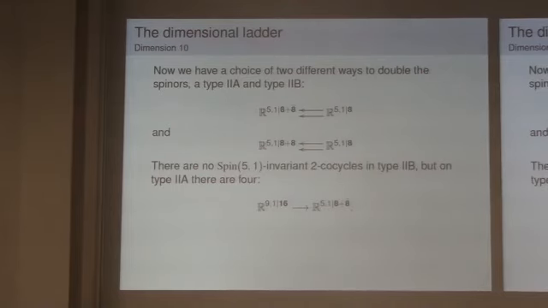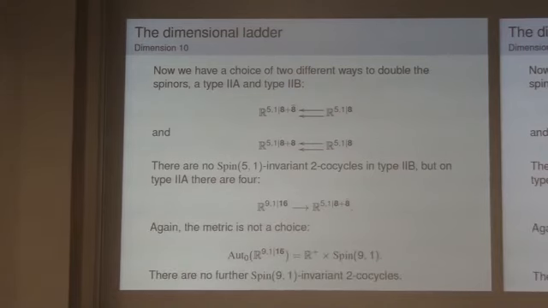Now we have a choice of two different ways to double the number of spinors. We have a type 2A and a type 2B, because there are two different kinds of spinor representations in six dimensions. We could have a pair of opposite chirality, which is called type 2A, just imitating the terminology for string theory. And a pair of the same chirality, which I'm calling type 2B. There are no spin group invariant two-cocycles in type 2B, but on type 2A there are four. So we can jump immediately to 10-dimensional spacetime with 16 supercharges. And again, this metric is not a choice because of this theorem about the automorphism group. At this stage, there are no further spin group invariant cocycles because I've extended by all of them.